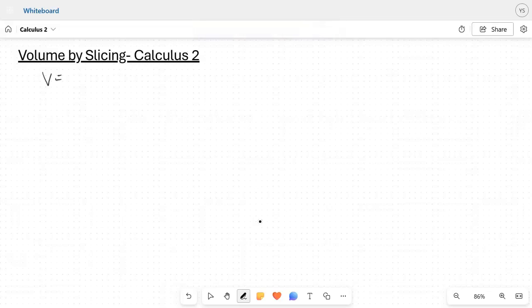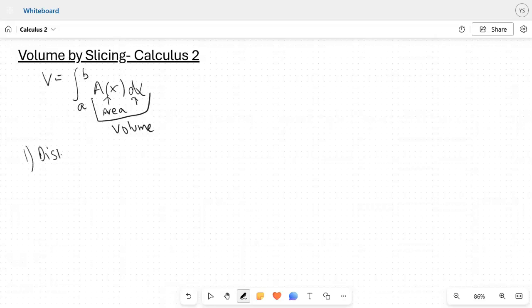So, when we are talking about volume by slicing, we generally are asked to find the integral from point A to point B of the area of the function. Remember, this is the area together with the dx. This is what is going to help us find the volume. Okay? So there's two methods. First method is called the disk method.